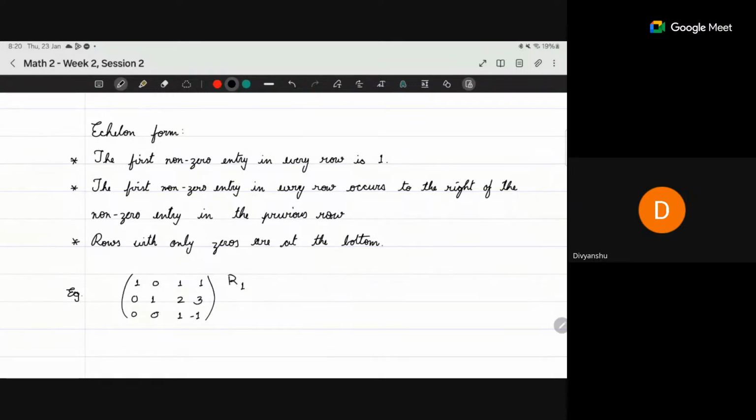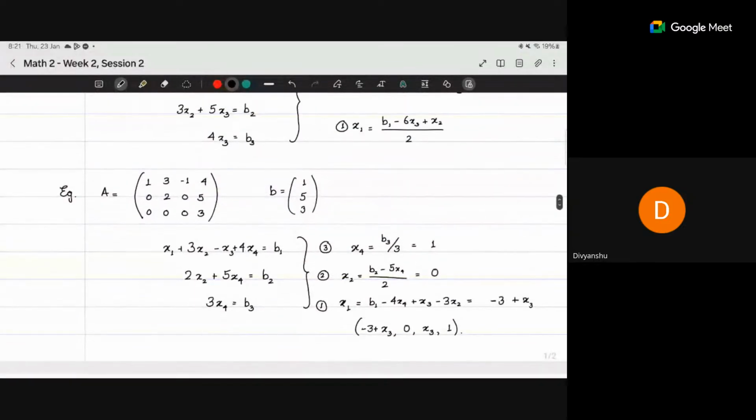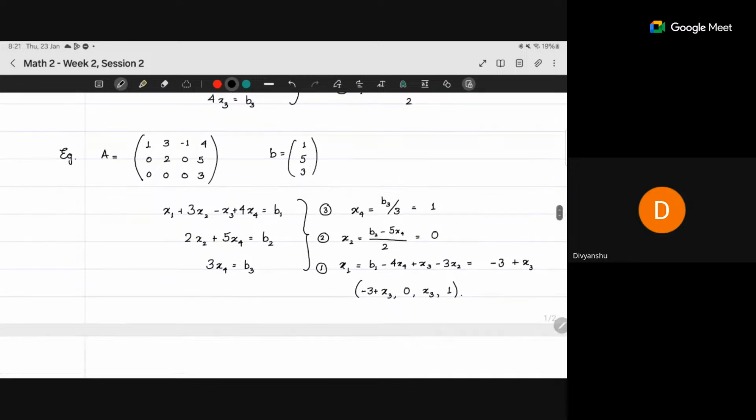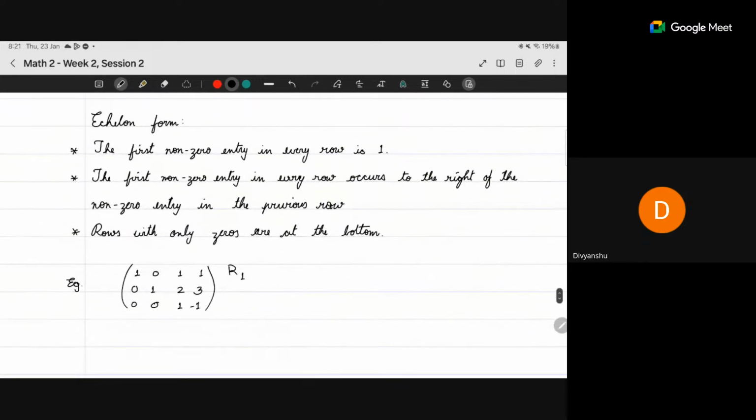In every row, well, the row could be entirely zeros. That is okay. But if it is a non-zero row, then the first entry has to be 1. So this is actually not in echelon form. This matrix is not in echelon form. It is close. After scaling, you can make it that way. So the first rule is that you look at each of the rows, and the first non-zero entry has to be a 1.